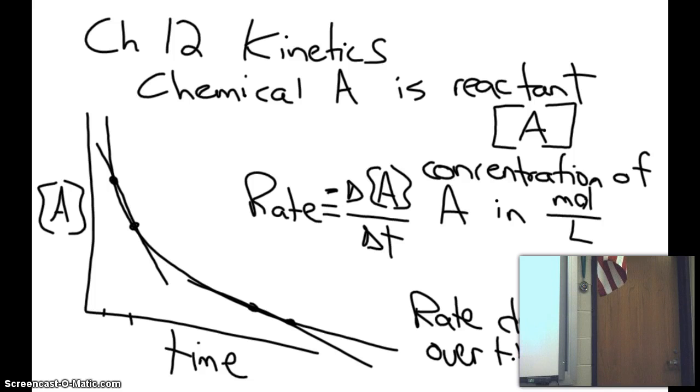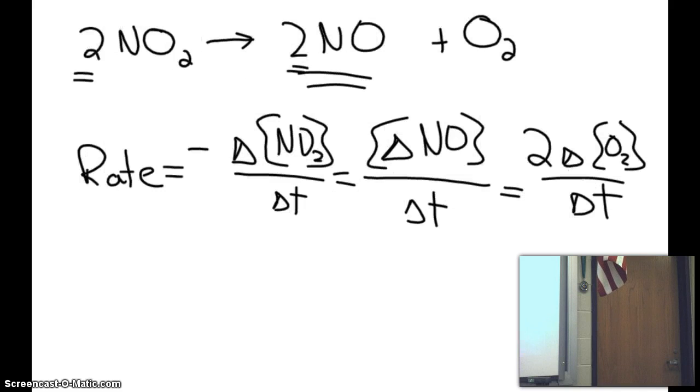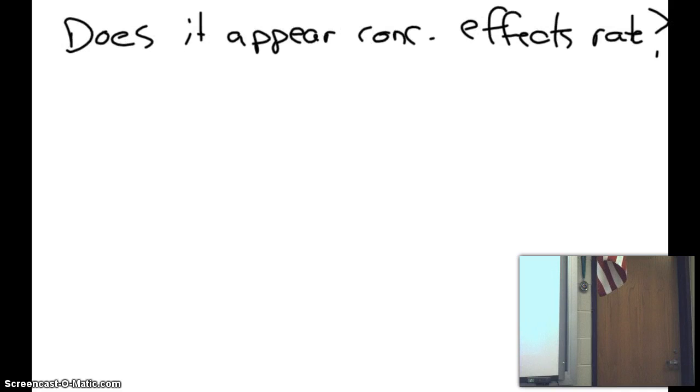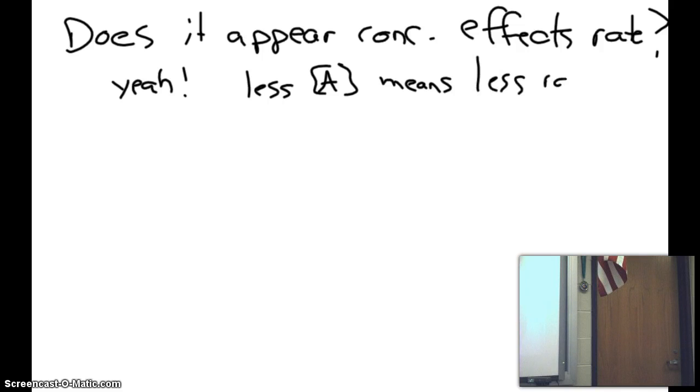Well, what's it do? It goes down. So the answer to this question, does it appear that concentration affects rate? It does, actually. And if I was going to say this directly, less concentration of A means slower, means less rate. It doesn't go as fast. So it's kind of a direct kind of a thing.